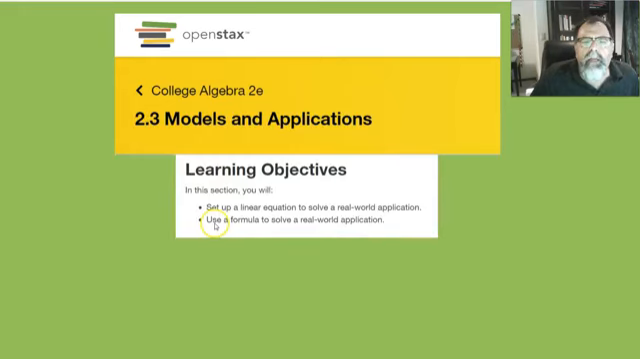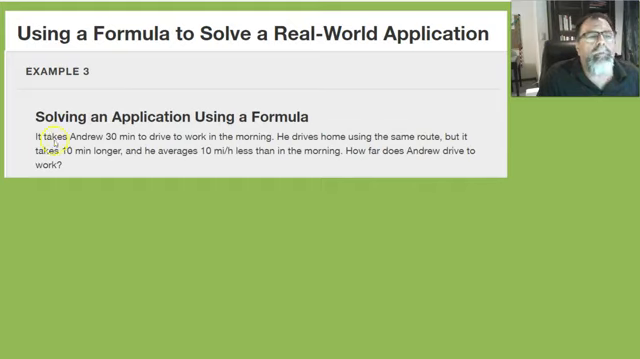All right, and on to the last learning objective: use a formula to solve a real-world application. Okay, let's look at example 3. It takes Andrew 30 minutes to drive to work in the morning. He drives home using the same route, but it takes 10 minutes longer, and he averages 10 miles per hour less than in the morning. How far does Andrew drive to work?